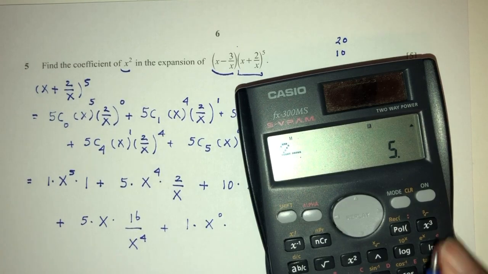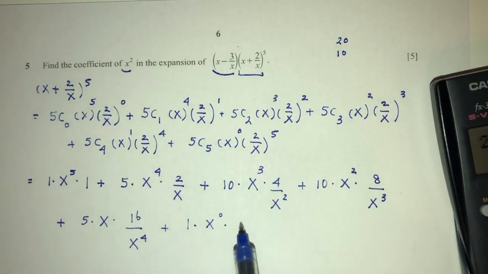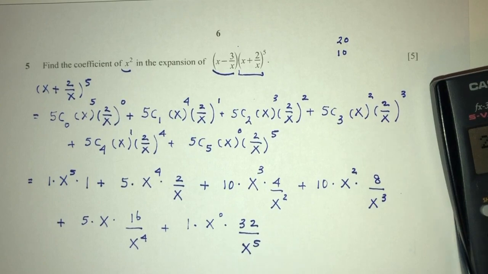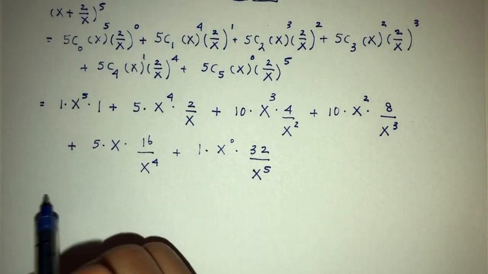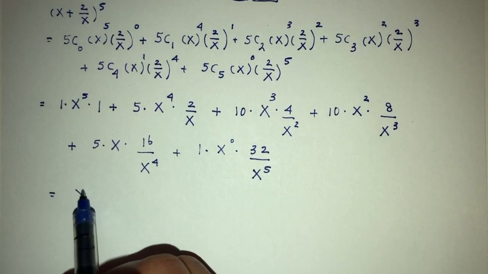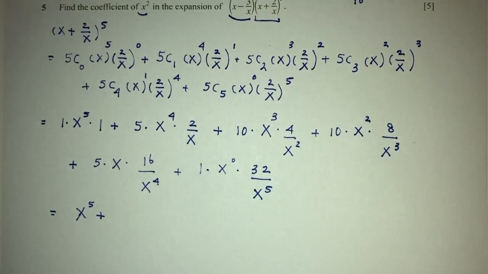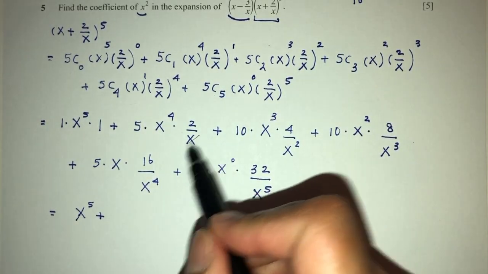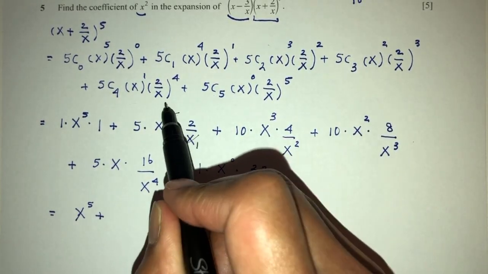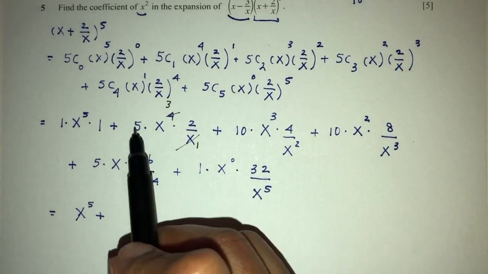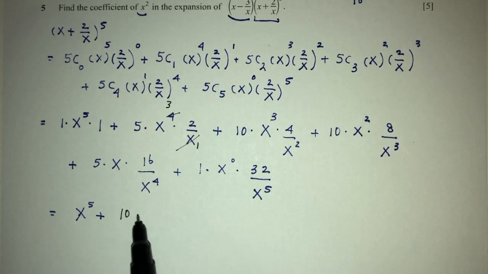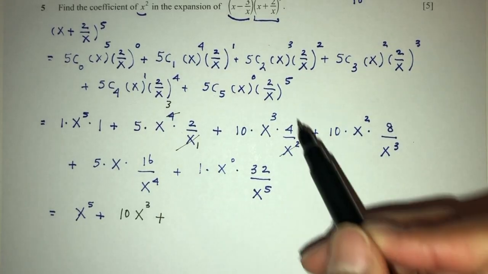What is 2 power 5? That should be 32. So 32 over x power 5. Okay, so simplify. That will be x power 5 plus, that will be cancelled out. You can see that this will go away, and this will be power 3. 5 times 2 is 10. That will be 10x power 3. This will go away. That will be 1.